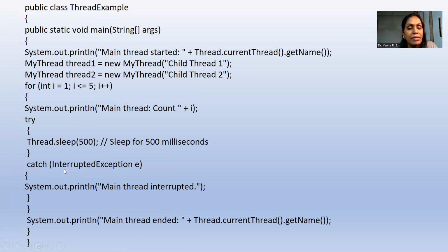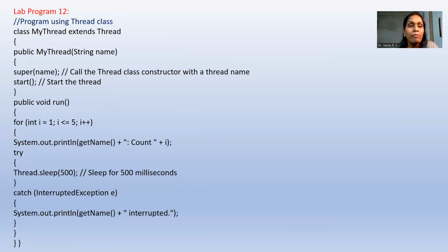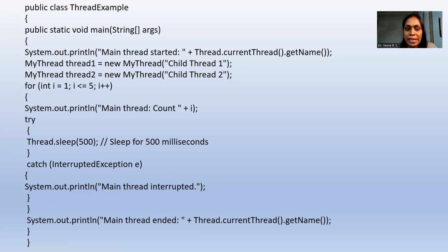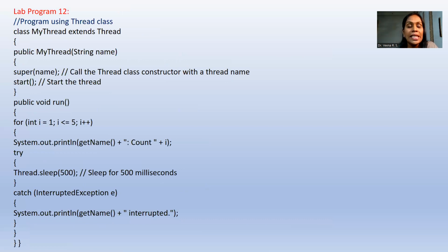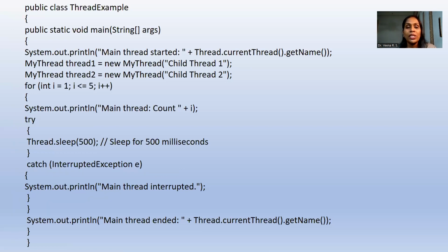Suppose the first line we have written as main thread started, and it should display the name of the main thread. And then how many other threads do you want to create? Two threads, thread 1 and thread 2. So thread 1 is of type MyThread, and MyThread is a class which extends Thread. So you can directly create an object of this using the MyThread constructor.